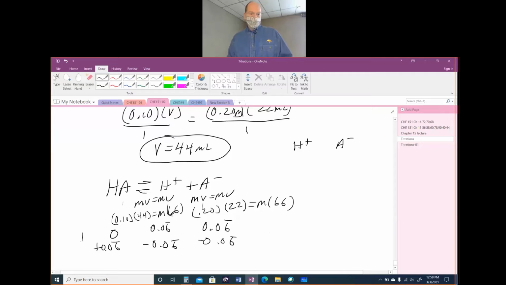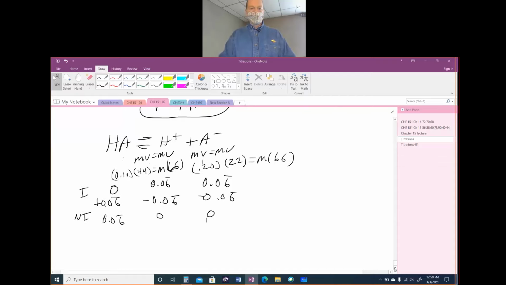All right, and so there's your initial. Here is the new initial where both of your products are 0. So you have 0.06 repeating HA, 0 and 0. You don't have a buffer. There's no A minus. You don't have excess H plus. It is 0. You have to do the equilibrium to get your answer here. So minus x, plus x, plus x at equilibrium, your 0.06 repeating minus x, and x.